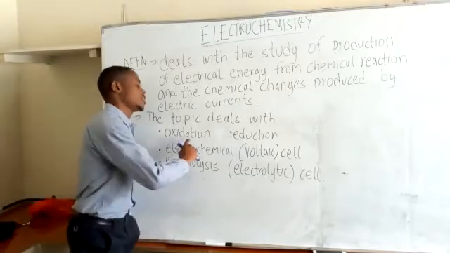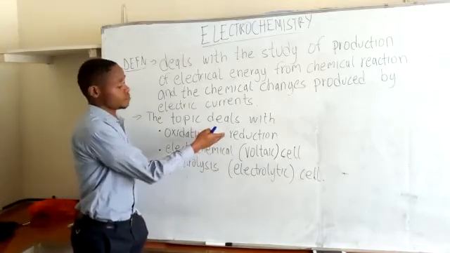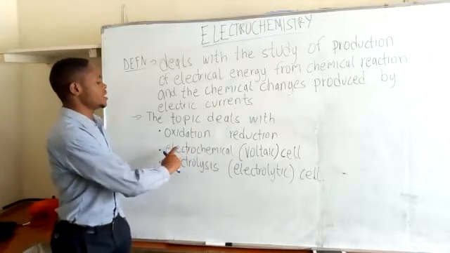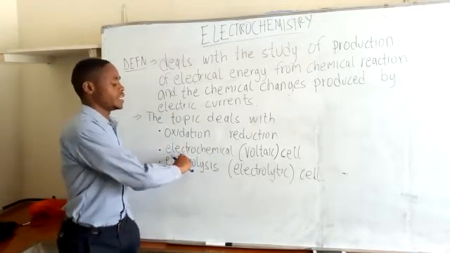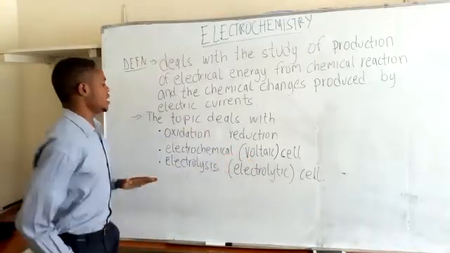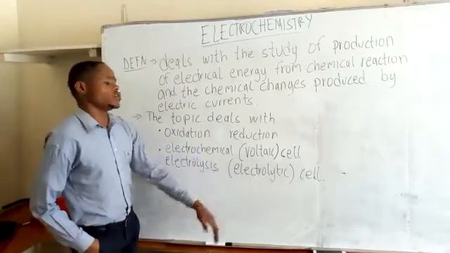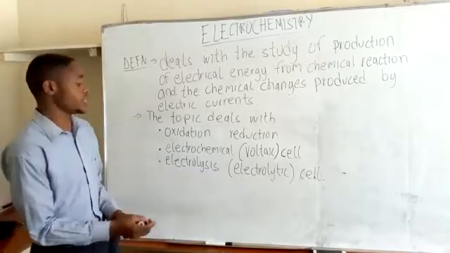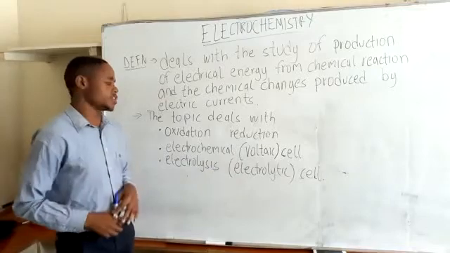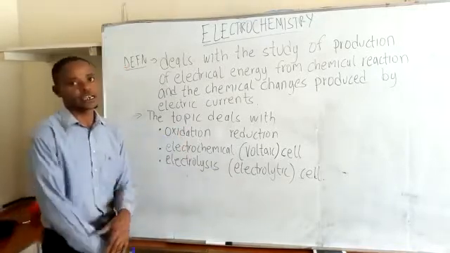The first part is oxidation and reduction, which we are aware of. We have some information about it. Then we are also going to look at the electrochemical cell, also known as the voltaic cell. Then we'll look at electrolysis, where we're going to look at both binary electrolytes and non-binary electrolytes. So for today, we're going to start with the first part, which is oxidation and reduction.